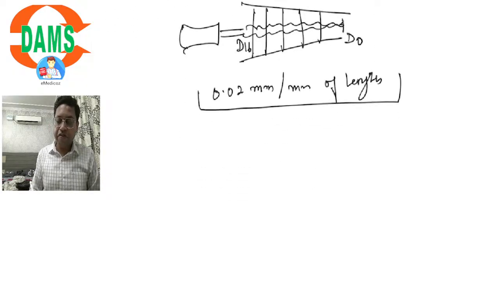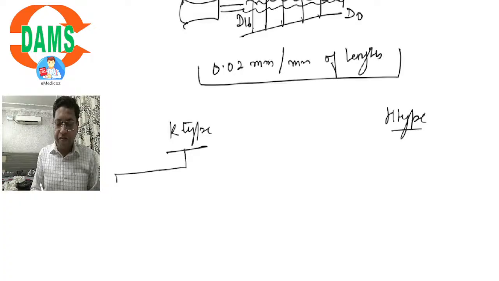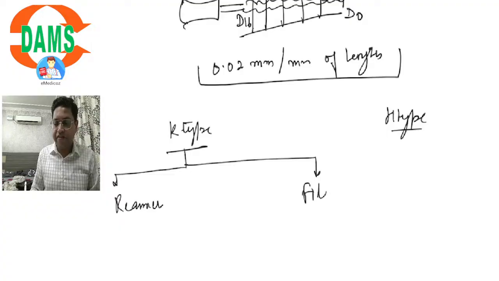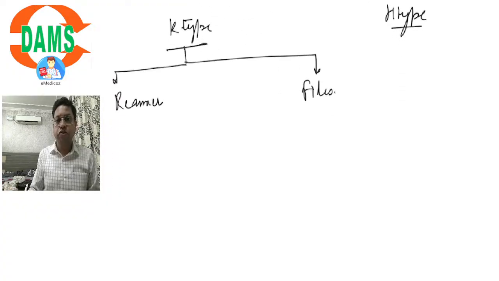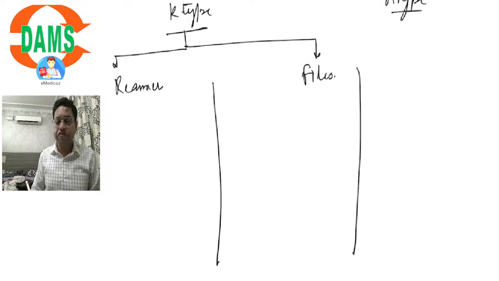Now we have two types of instruments, the K type and the H type. They follow the same ISO standards and color coding as we have discussed above. These K type instruments are further divided into two types. They are the K type reamers and files. So if we talk about the differences between the different types of instruments, the reamer and the file.